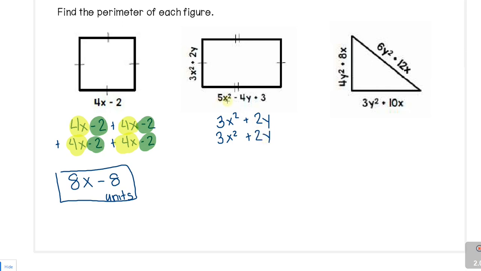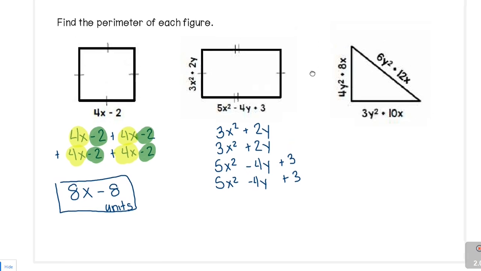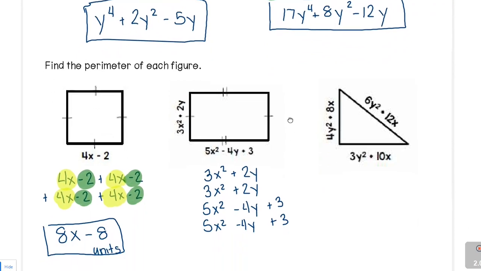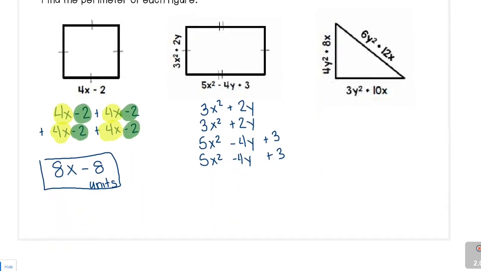And then we have 5x squared minus 4y plus 3 twice. So we're going to line up our x squareds, line up our y's, and then just put our constant off to the side and rewrite it. This is just to help organize it and save some space, because these problems, if you just add it straight across, it'd be very long. It's not going to be short and sweet like these problems are. So it's just a nice way to organize.